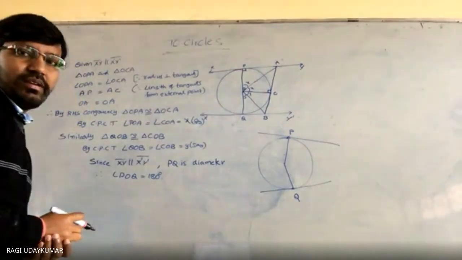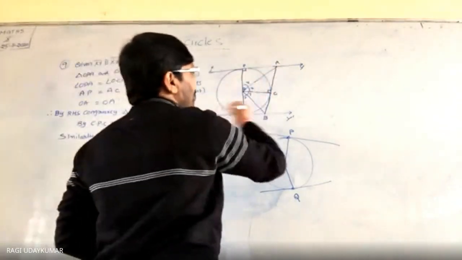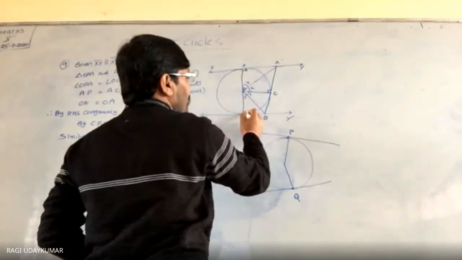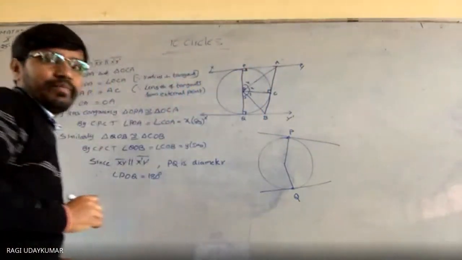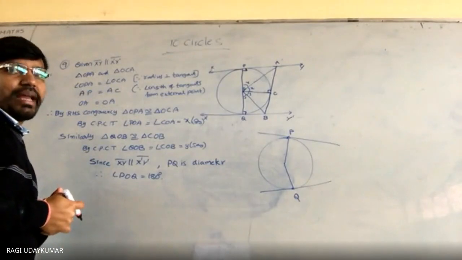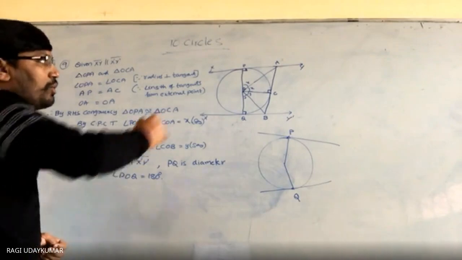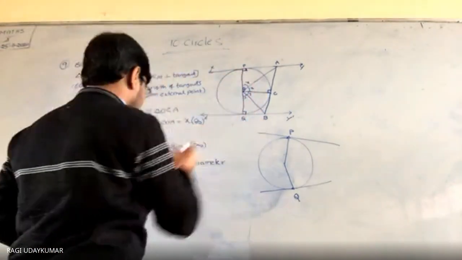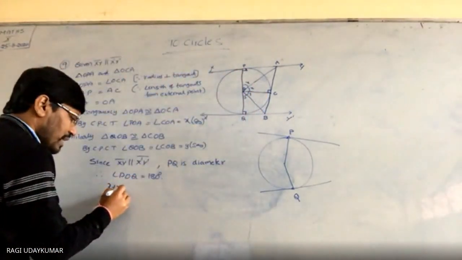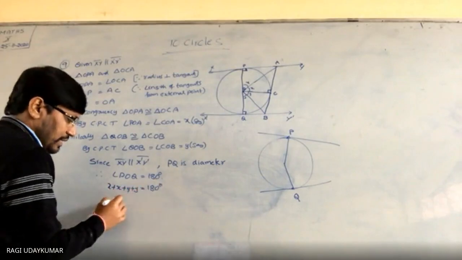POQ is a straight line. If you see that these two lines are parallel lines, here 90 degrees, here 90 degrees, you are going to get a straight line. That is only possible if they are parallel lines. So angle POQ is completely 180 degrees. So you can say that x plus y is equal to 180 degrees.